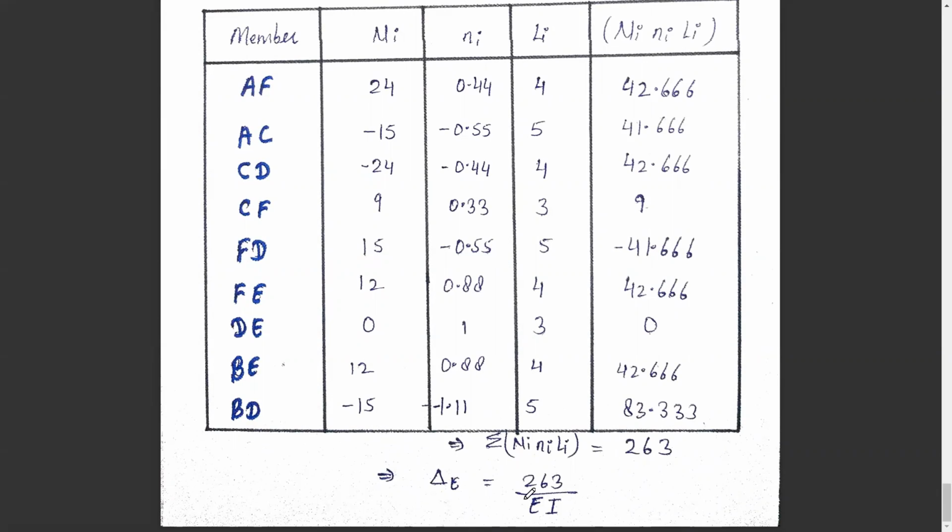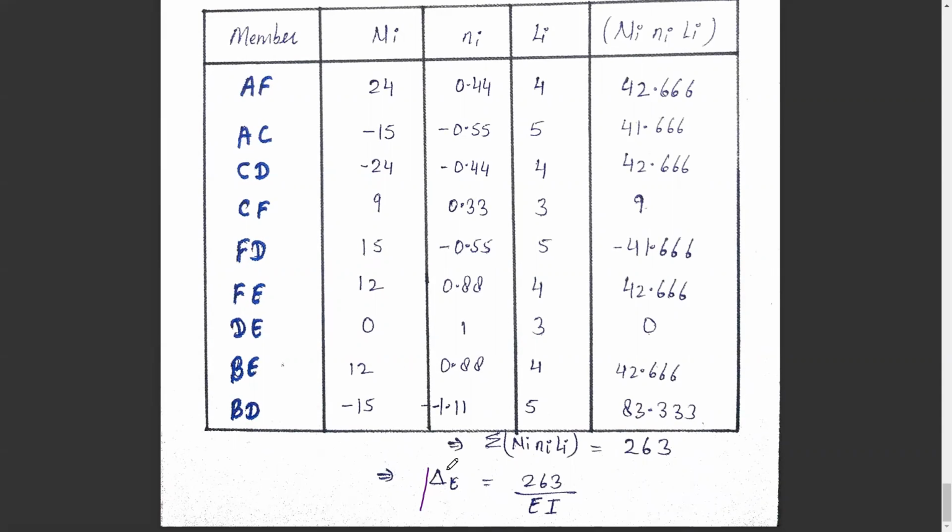The positive sign indicates that the deflection would be in the direction of the applied unit load. Here, we have applied the unit load in the downward direction, hence the deflection of E would be in the downward direction.